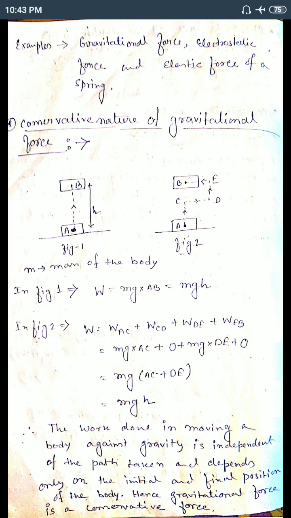Now from here, if we take mg common, AC plus DE is nothing but h, the height or the distance from A to B. So in place of AC plus DE, we can write h, so m into g into h. From here, we can conclude that whatever path the object or the body followed, the conservative force is independent of the path, and here the force is the gravitational force. So we can say that the gravitational force is a conservative force. It only depends on the initial and the final position of the body.